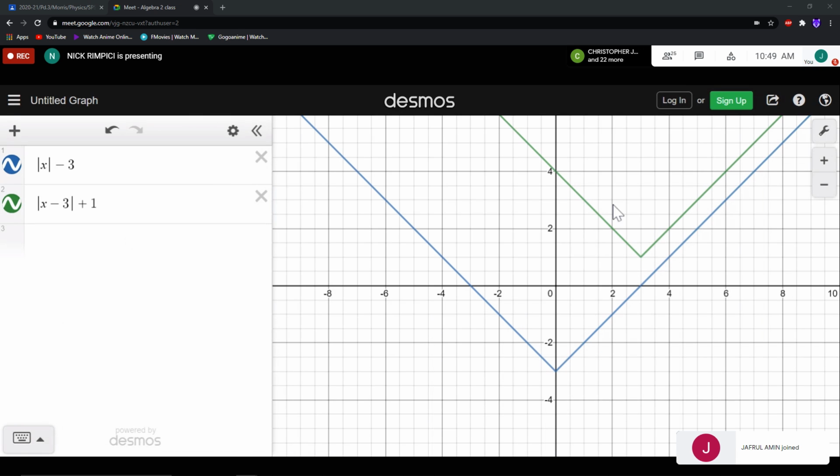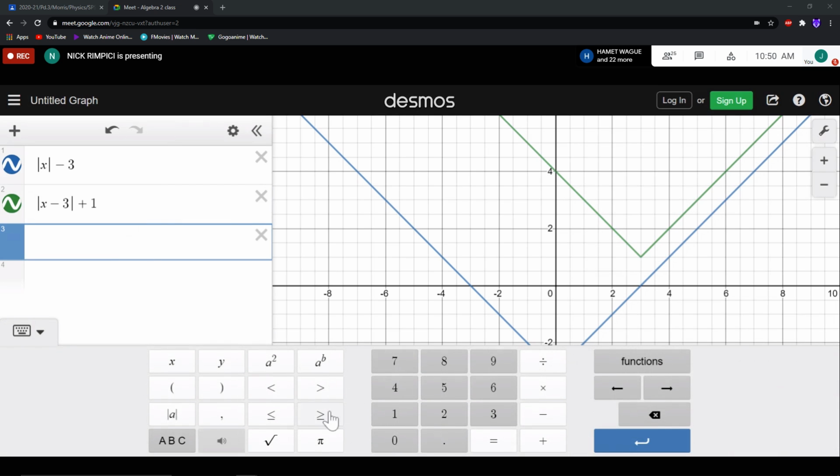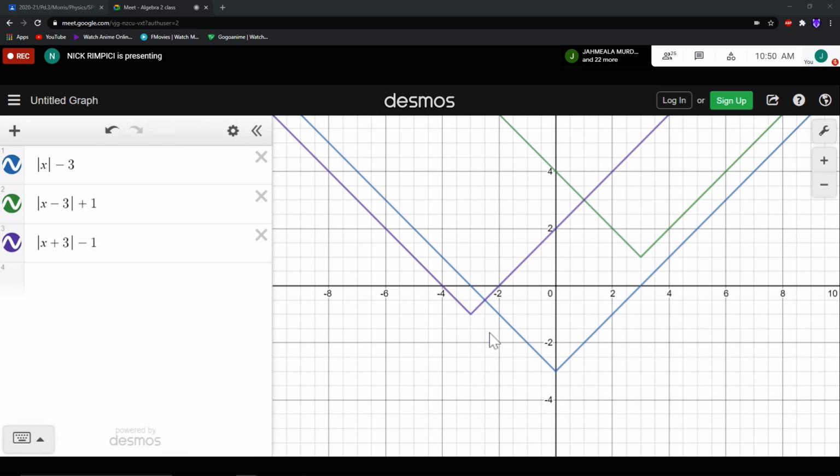Okay, the green one does look like the one on the test paper, right? With the vertex of 3 comma 1. This does appear to be the proper one. And the last choice, C, let's just make sure C is wrong. It should be wrong. X +3 inside, -1. X +3 and then -1 on the outside. And that's not what we saw, right?